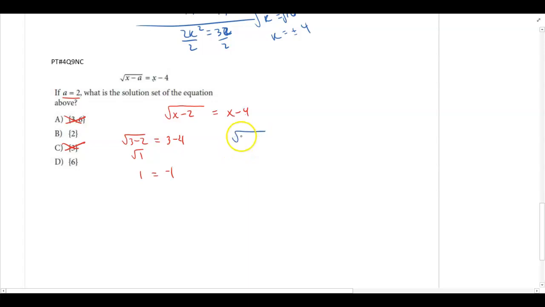So the square root of 6 minus 2, does that equal 6 minus 4? Well, this gives me the square root of 4 equals 2. 2 equals 2. So 6 makes that equation true and is your only solution. Okay, 3 would be what we call an extraneous solution.